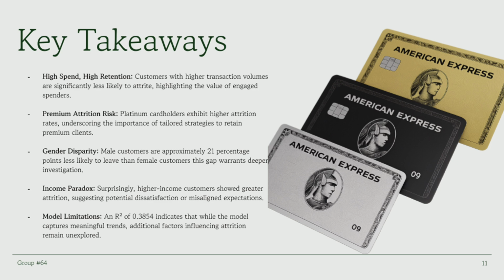Income paradox. Surprisingly, higher income customers show greater attrition, suggesting potential dissatisfaction or misaligned expectations. Model limitations. An R-squared of 0.3854 indicates that while the model captures meaningful trends, additional factors influencing attrition remain unexplored.